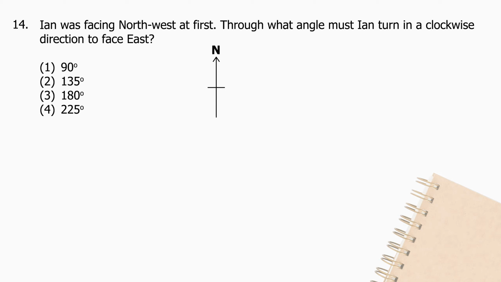Question 14. Ian was facing northwest at first. Through what angle must Ian turn in a clockwise direction to face east?